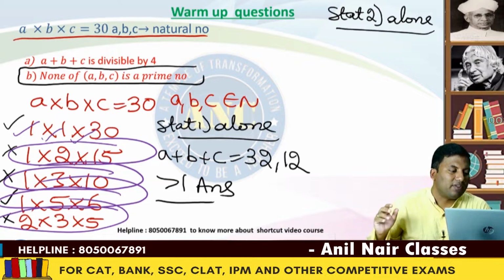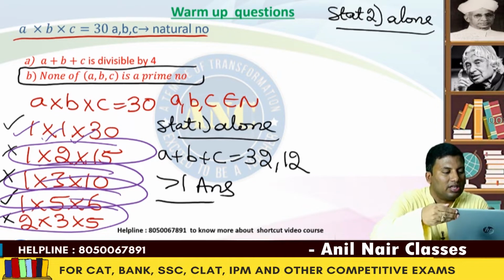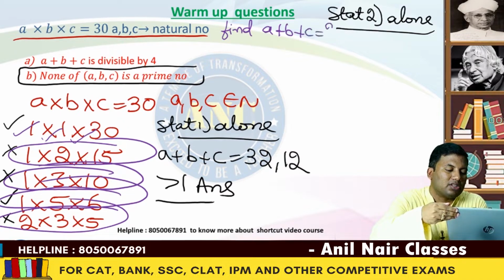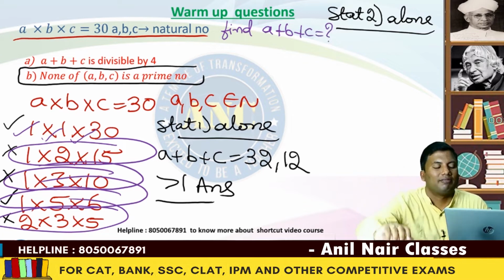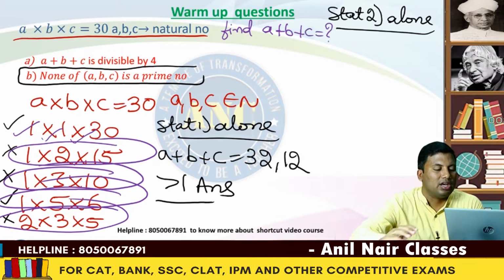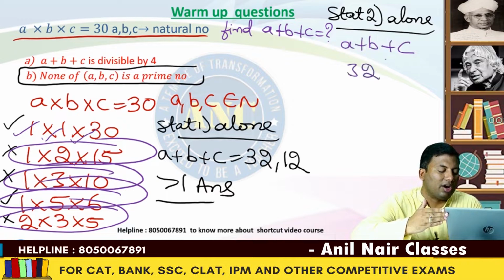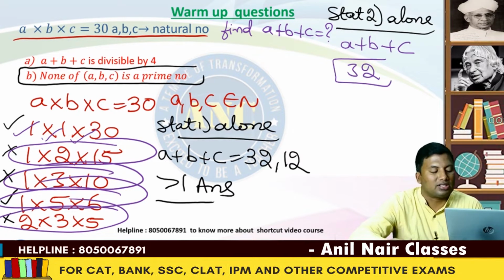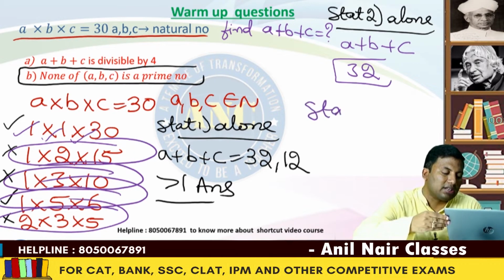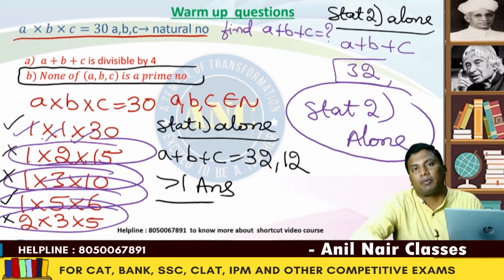So the answer for this question: the question is, find the value of A plus B plus C. A plus B plus C, I got 32. I got a unique answer. Because I got a unique answer, the answer for this question is statement 2 alone.